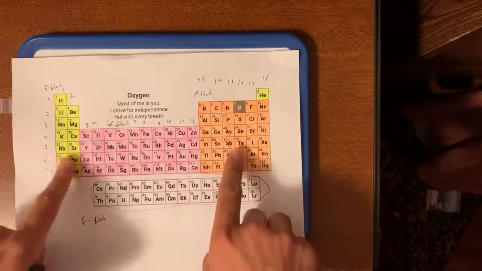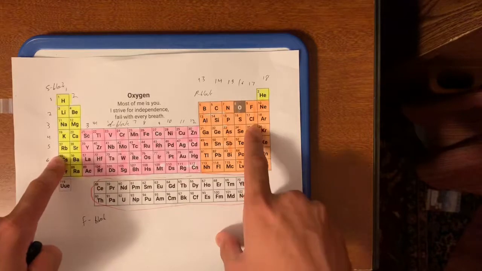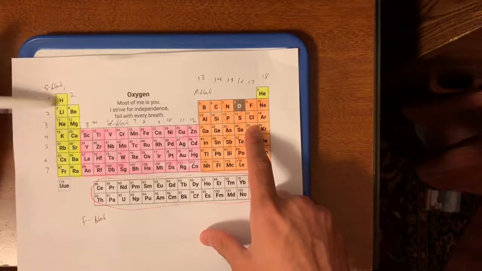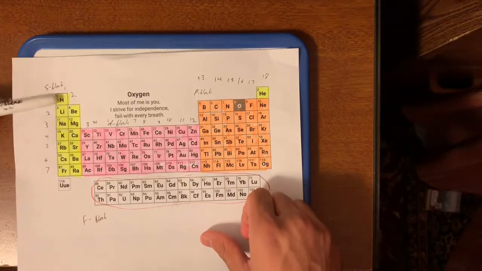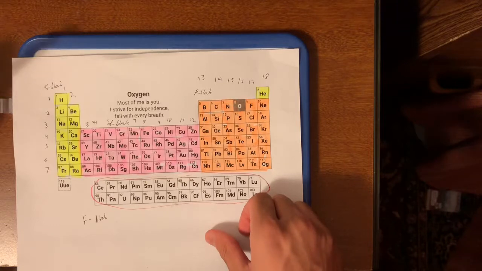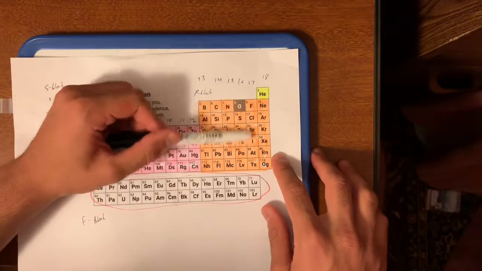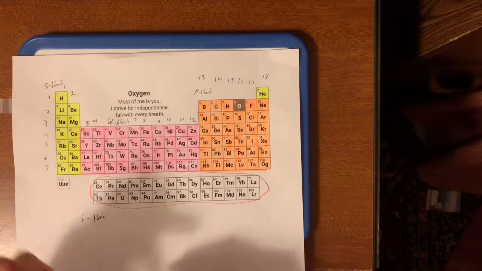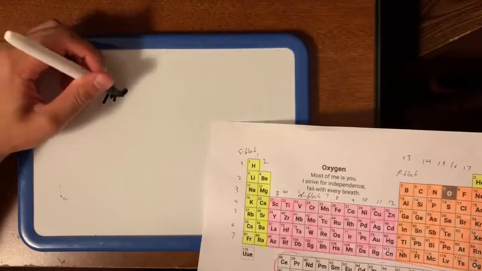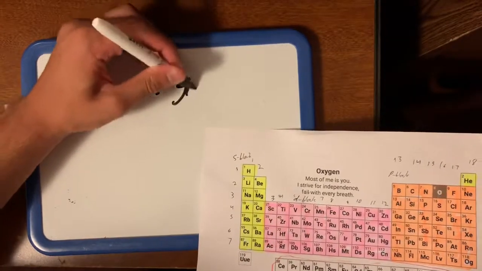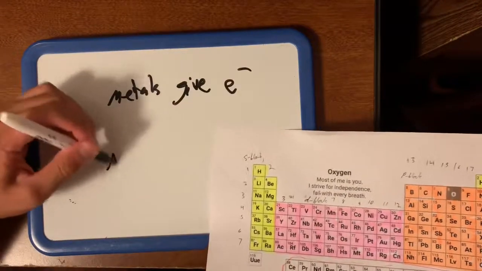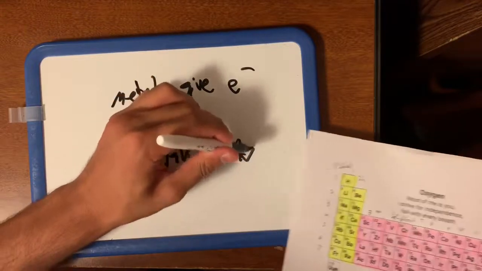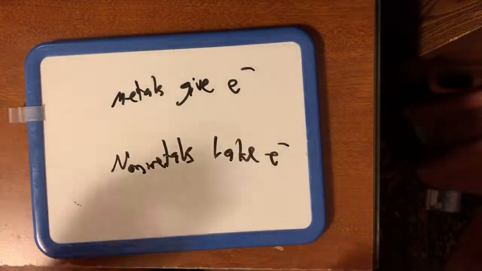That's why group 1 and group 17 will be reacting very well. Group 1 elements are very reactive because they want to give away their electrons so badly, and group 17 elements are very reactive because they want to take that 1 electron in. So mainly metals give electrons, and non-metals take electrons when you're talking about an ionic bond.